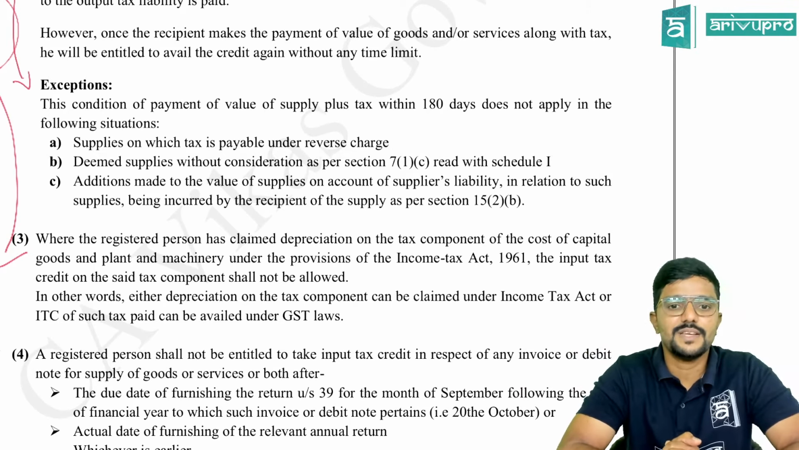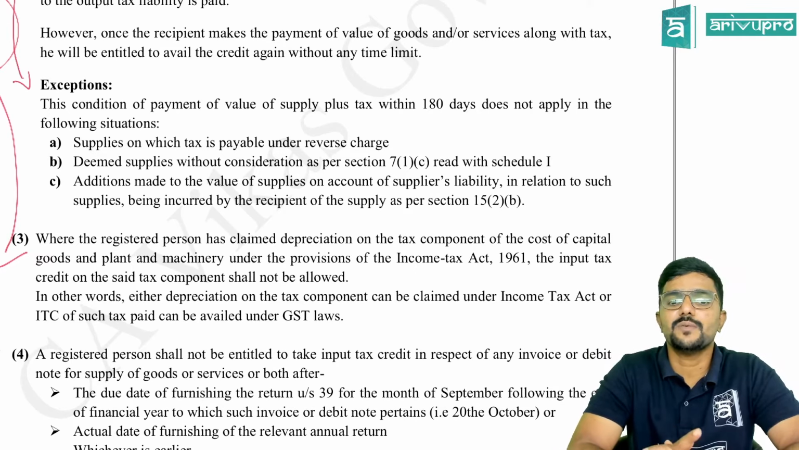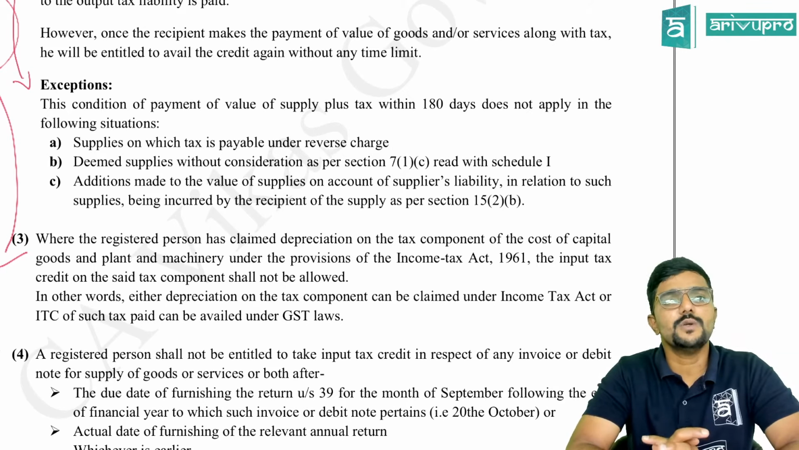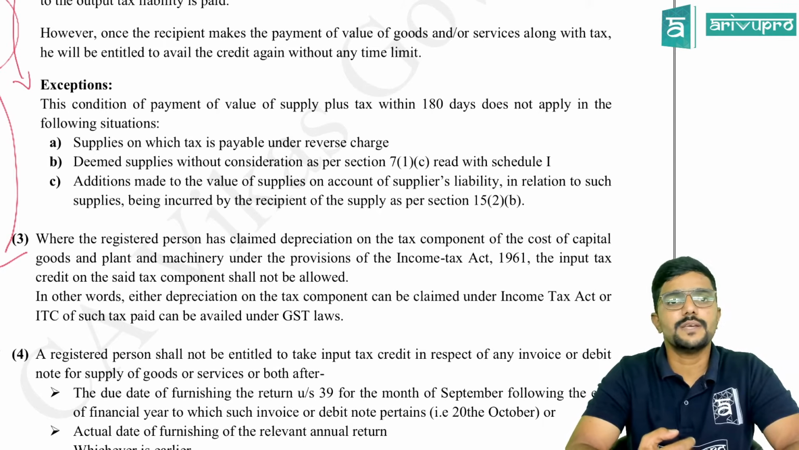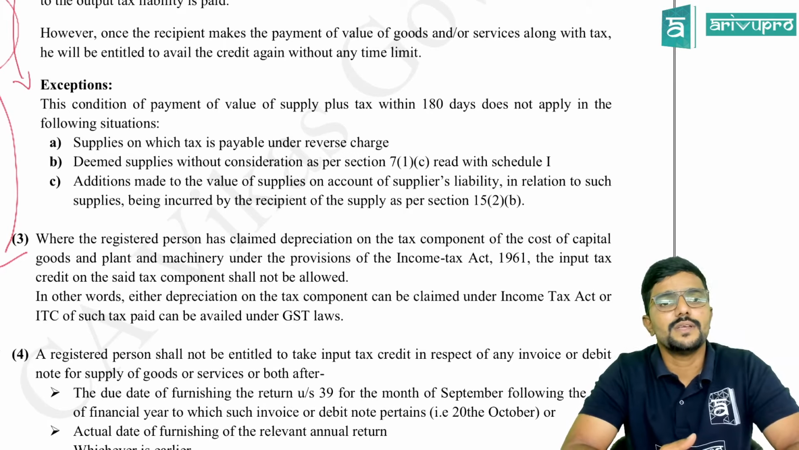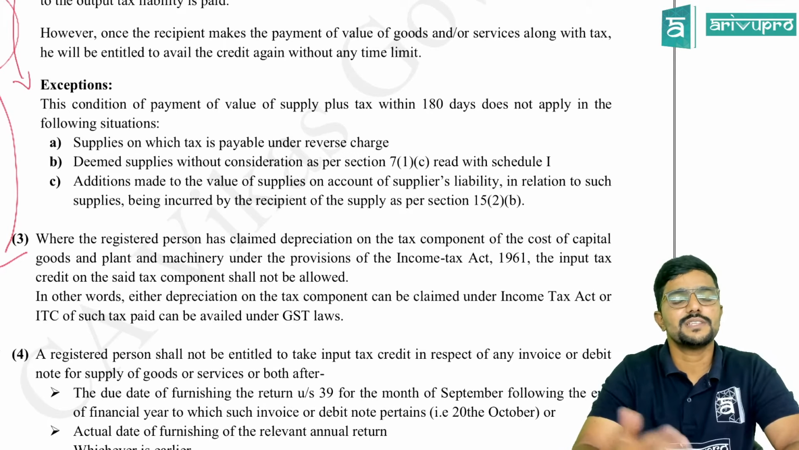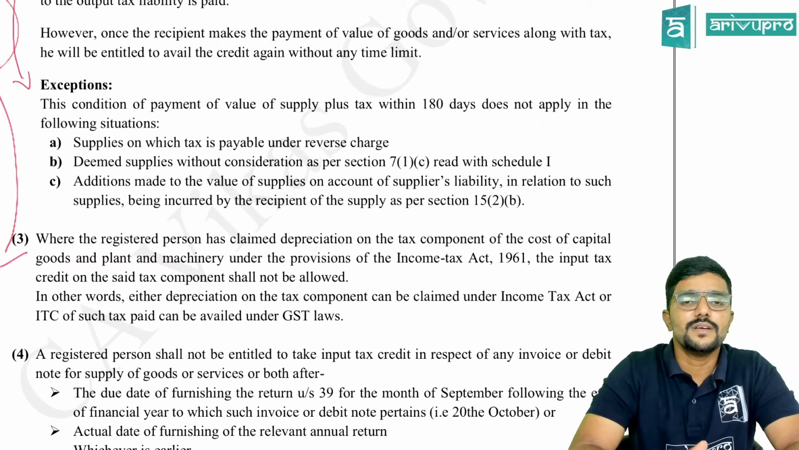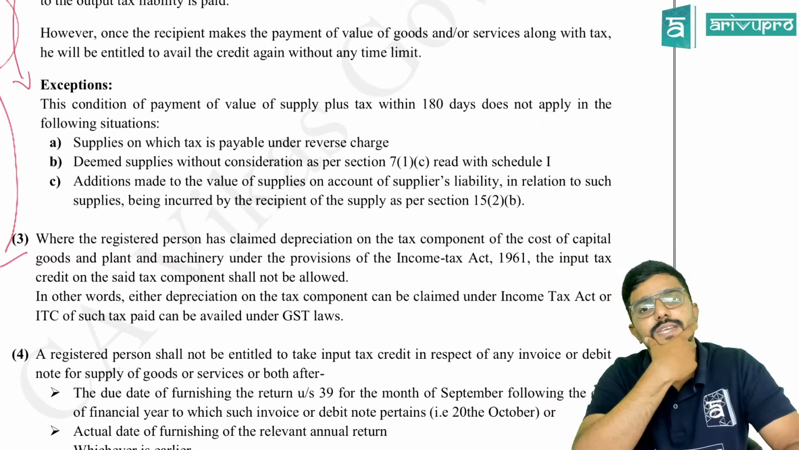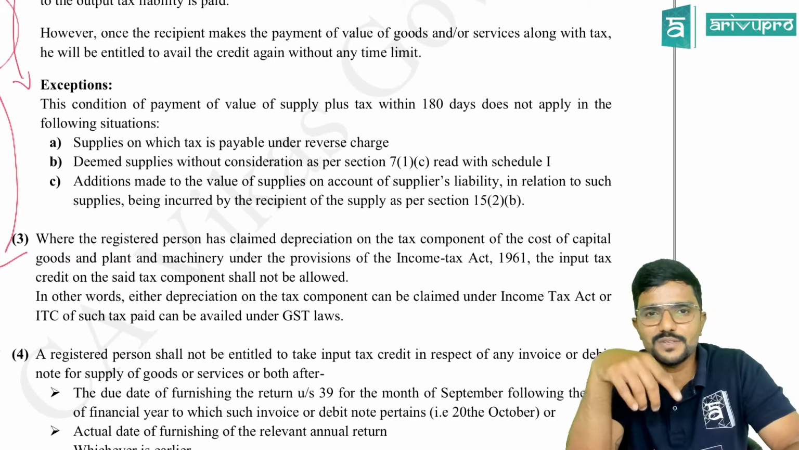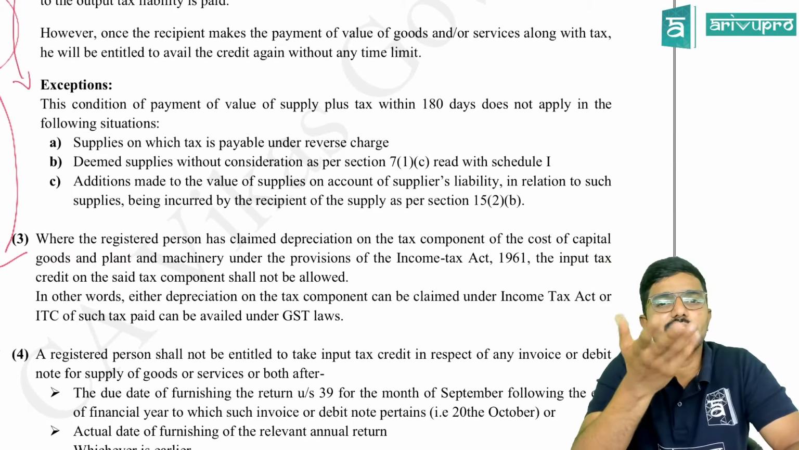Agree? Yes, sir. Next, deemed supplies without consideration as per section 7 read with Schedule 1. Schedule 1 read with section 7 has 4 paras. These 4 paras give 4 different transactions where even without consideration, it is still a supply. In that case, obviously there is no consideration. The recipient is not paying anything to the supplier. You are telling it is a supply. So when it is a supply, obviously the recipient is not paying anything. So in that case, is this proviso applicable? No, because there is no consideration. When there is no consideration, why will the recipient pay?